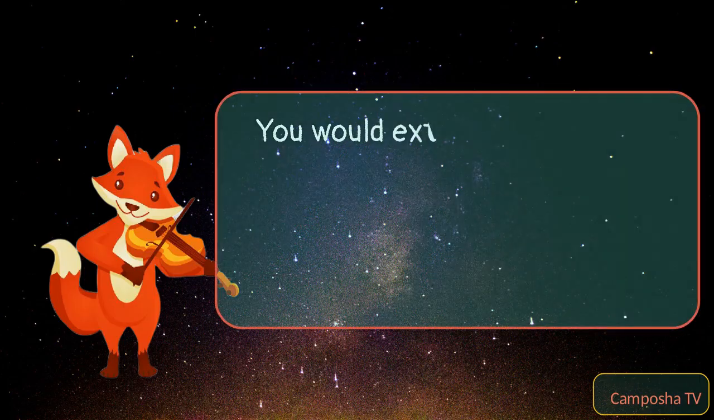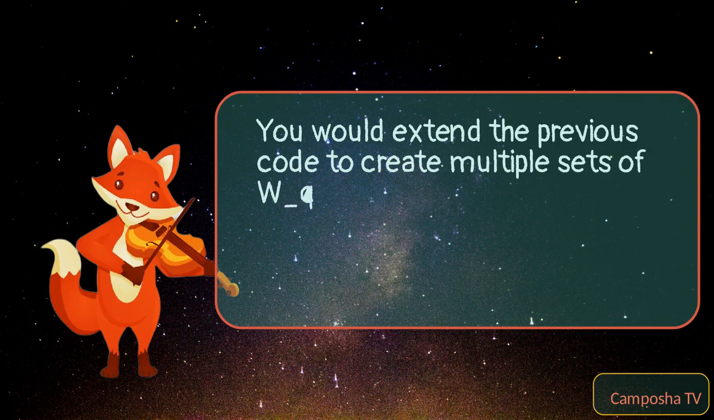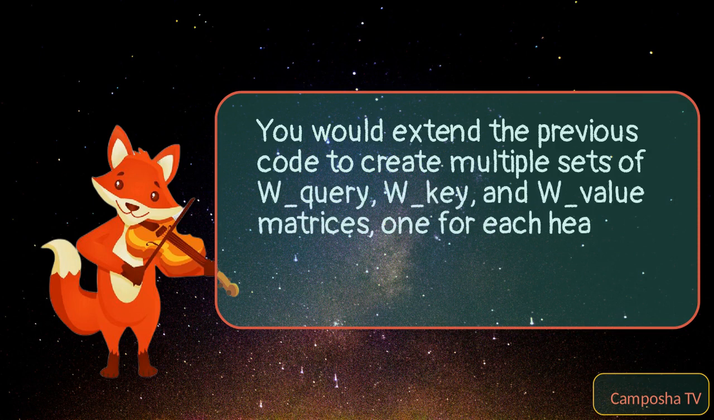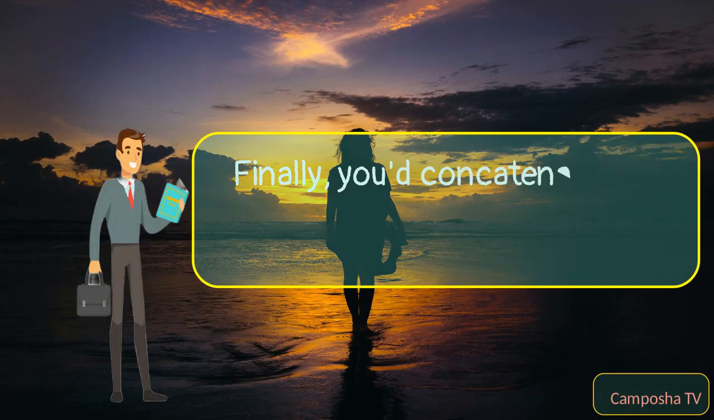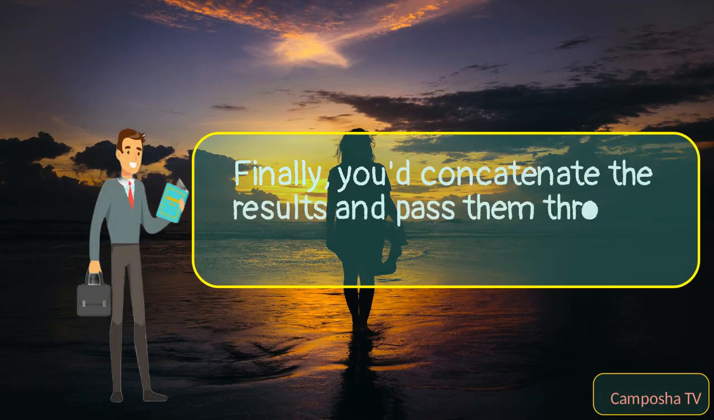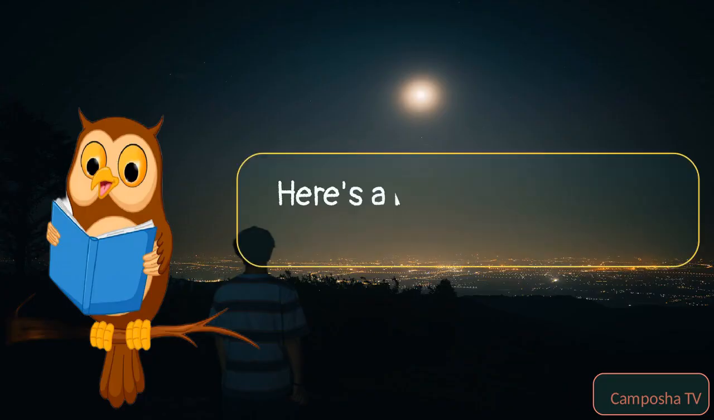You would extend the previous code to create multiple sets of W_query, W_key, and W_value matrices, one for each head, and then run the attention mechanism for each set in parallel. Finally, you'd concatenate the results and pass them through an additional linear layer. Here's a bit of what that would look like.